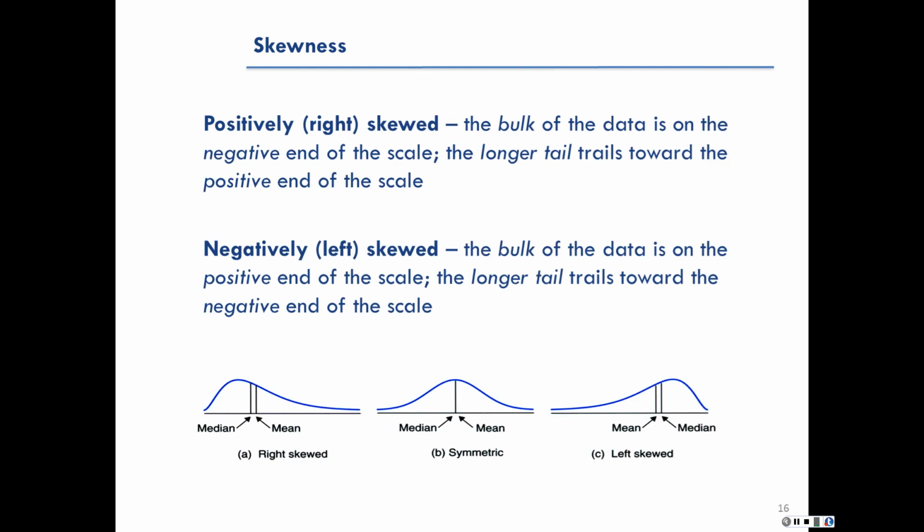So let's talk about that briefly. A right-skewed or positively skewed distribution is shown on the lower left-hand corner there. And as you can see, the bulk of the data is on the negative end of the scale, but the longer tail trails out towards the positive or right end of the scale. A left-skewed or negatively skewed distribution, in this the bulk of the data is on the positive end of the scale, but then the longer tail trails out again towards the negative or left end of the scale. And then you can see in the center there what a symmetric distribution looks like.